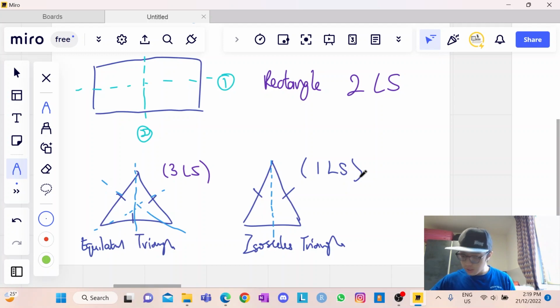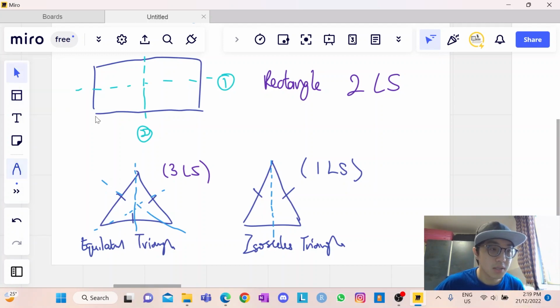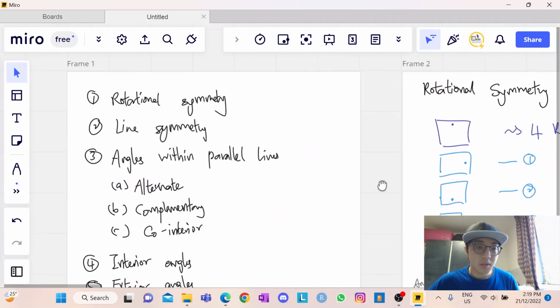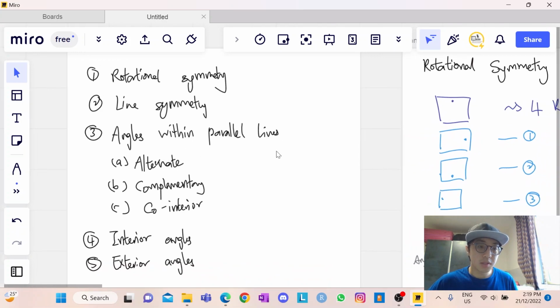I hope you get all this rotational symmetry and line symmetry, and we're going to move on to the angles. Angles within parallel lines.